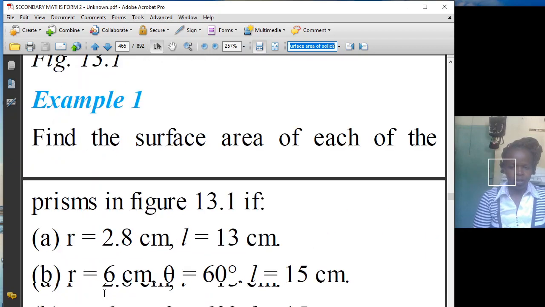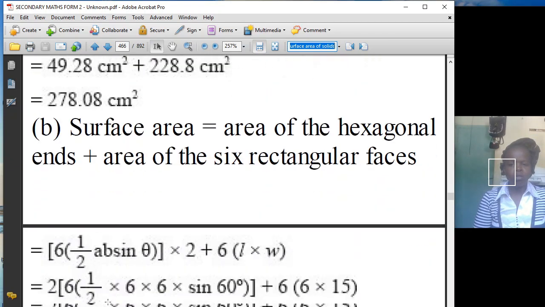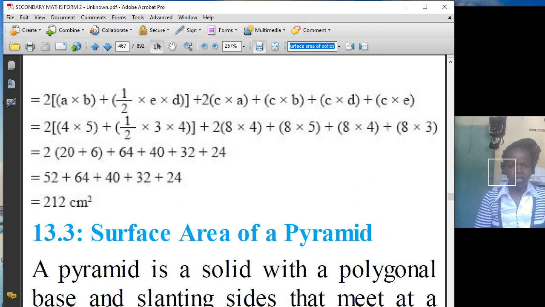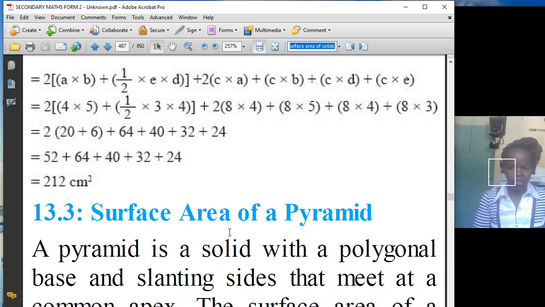So after doing that, you sum all those faces, all those areas. So C times B, C times D, C times E, including the base. And if you work out all that, you will end up getting 212 square centimeters. Good.